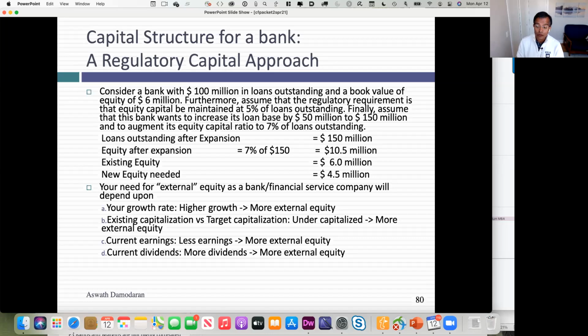So if you have net income of 3 million and you pay out 1 million in dividends, that'll increase your book equity by 2 million. So the first place I'm going to look at is, do they have enough earnings to cover this 4.5 million? Let's say they can cover 2 out of the 4.5 million with retained earnings. That still leaves you with $2.5 million to come up with. You know what the bank has to do? It has to go out and raise equity.